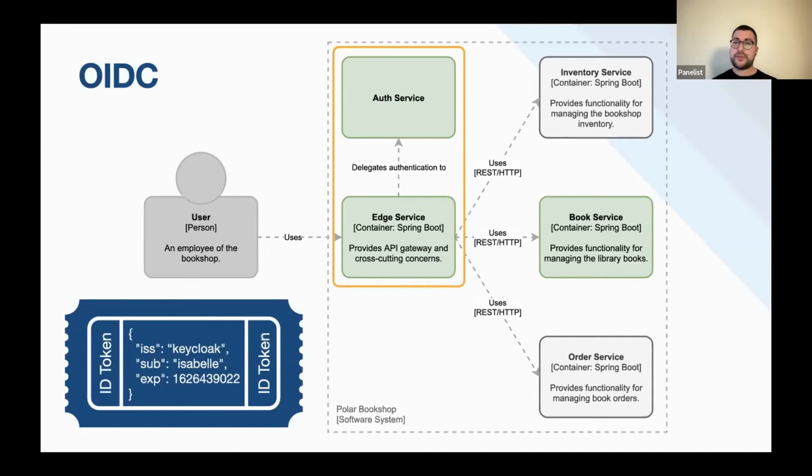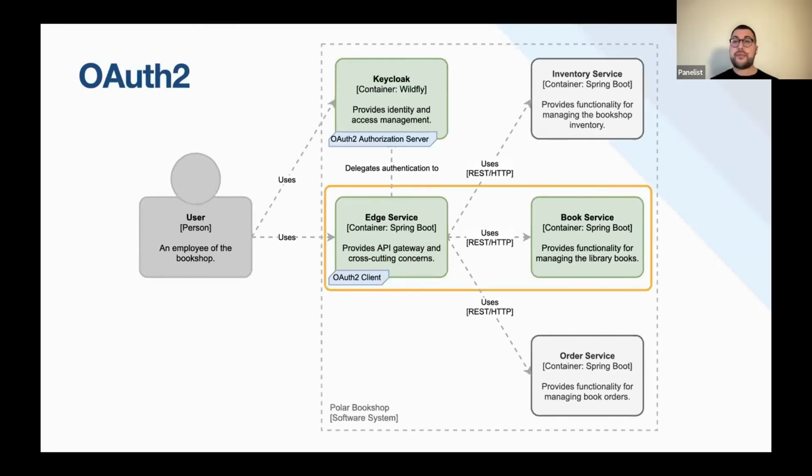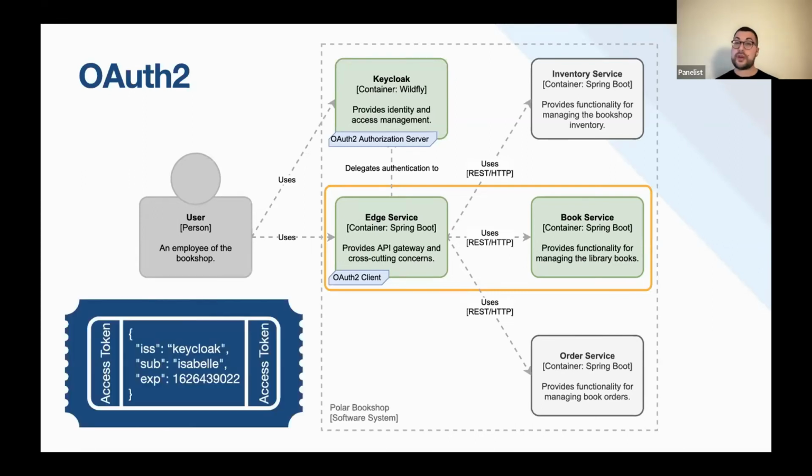However, we are in a distributed system. So once the authentication step is done, we have to propagate somehow this security context downstream. So how can we send that information down to book service? And that's what we use OAuth 2 for. In particular, we have an access token that Edge service will receive from Keycloak in our example, and then forward that access token every time it sends a request to book service.